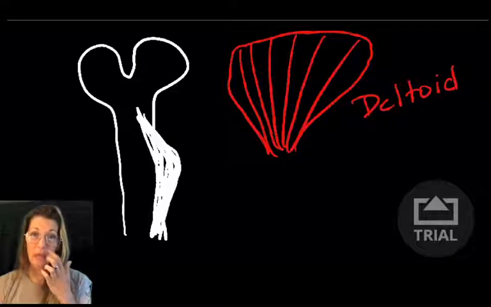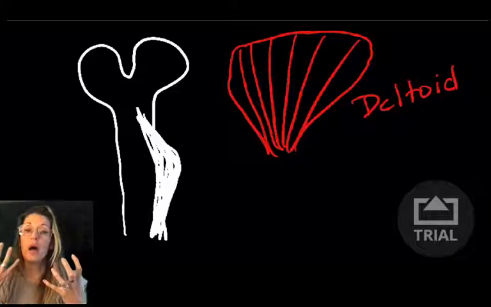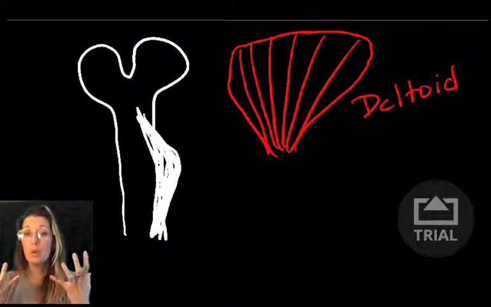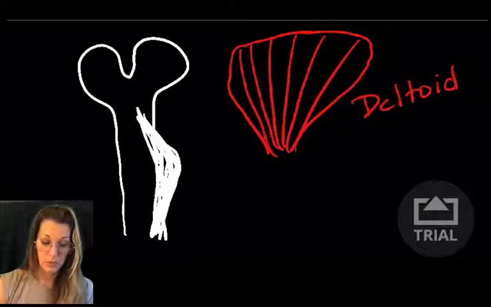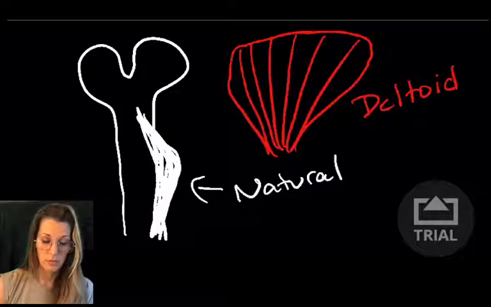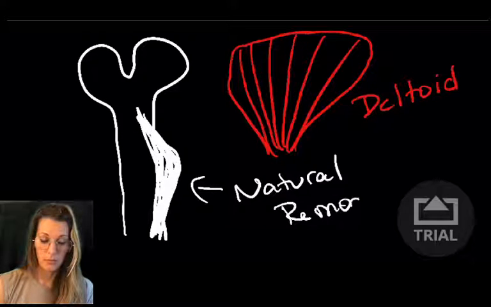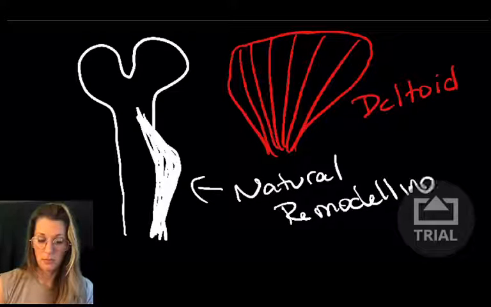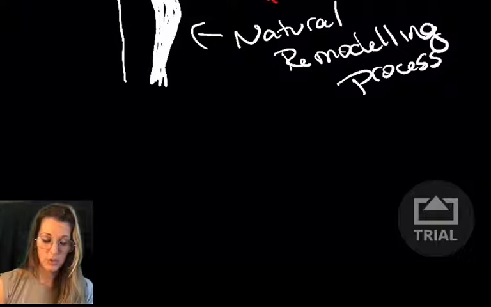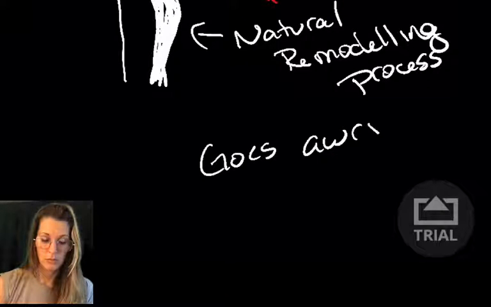And so that's why we get the body laying down more bone when there's excess growth hormone in adulthood. So there's a natural remodeling process, and that sort of goes awry in acromegaly.